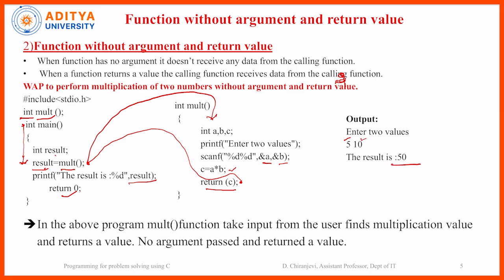Okay, so here you need to understand one thing. When a function encounters either a return statement or a curly bracket, whichever it encounters first, it means the function's execution is over. So in this function, the multiplication function takes two inputs from the user and does the multiplication, then it returns the value. We have not passed any argument, but still we have returned a value. It means the multiplication function returned a value, but we have not passed any arguments to it.